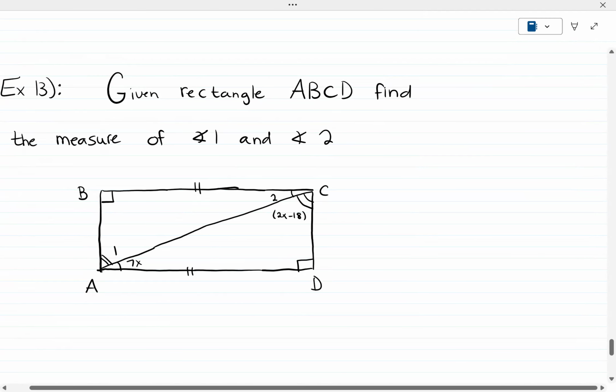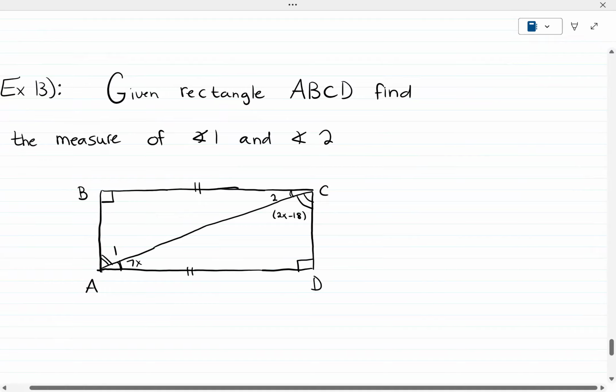This angle here is 7x. And what do I know? This angle 7x should equal angle 2 because of alternate interior and alternate exterior angles. And it was actually given that this one tick mark has one tick mark here, so that means they are congruent. But that still isn't going to help.